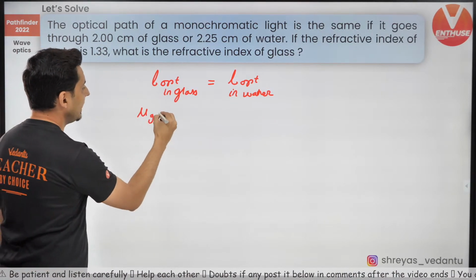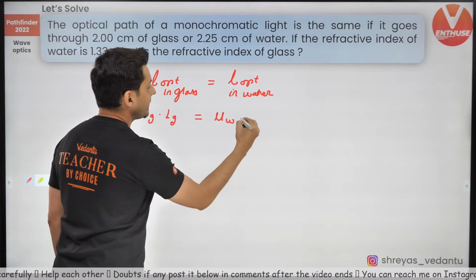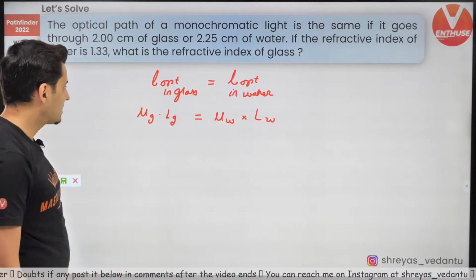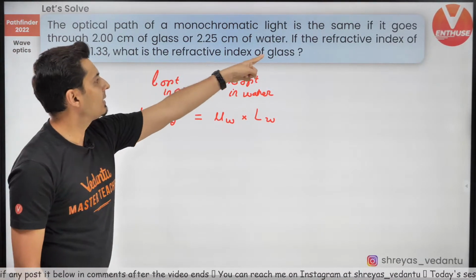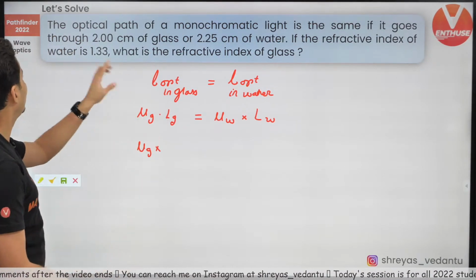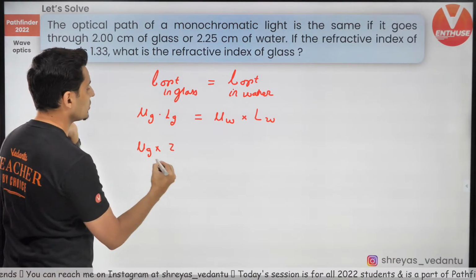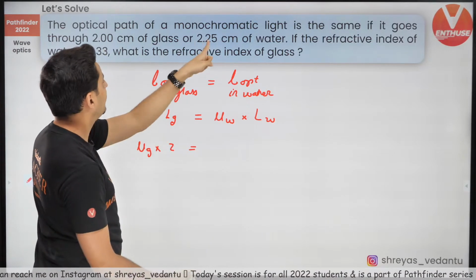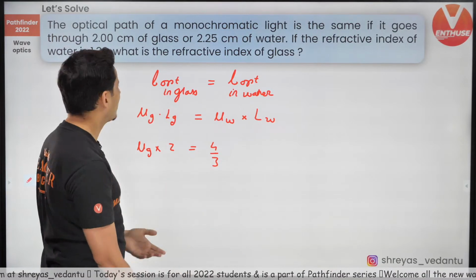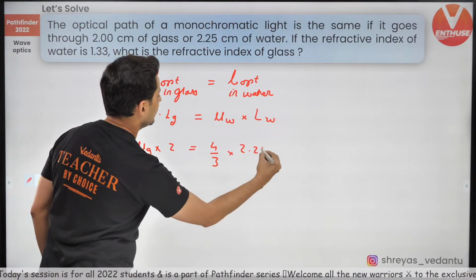So here it will be mu of glass into length of glass. Here it will be mu of water into length of the water thickness. What do we need to find? Refractive index of the glass. Okay, so this is something which I don't know. Do I know the length of the glass? I think so. 2 centimeters of glass. So this length is 2 centimeters. Refractive index of water? Yes, it is given 1.33, which is 4 by 3. Okay, or approximately the same. Length of water, I think that's given to be 2.25.